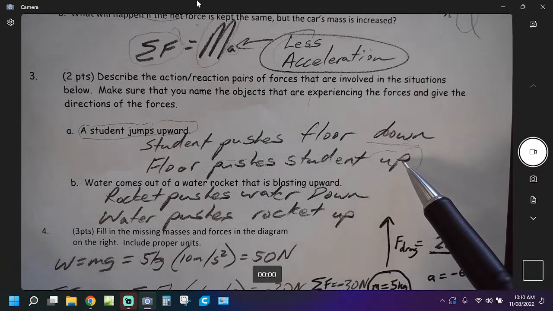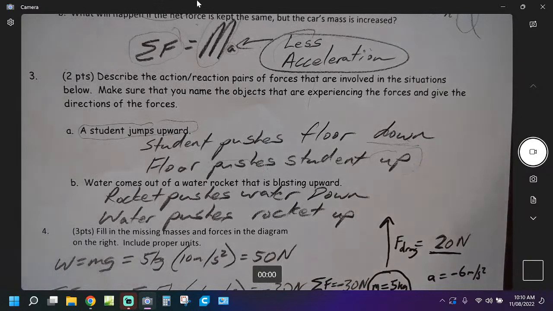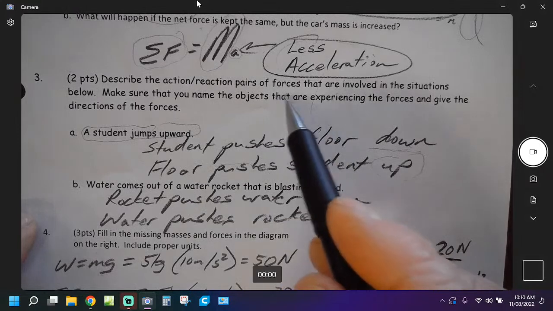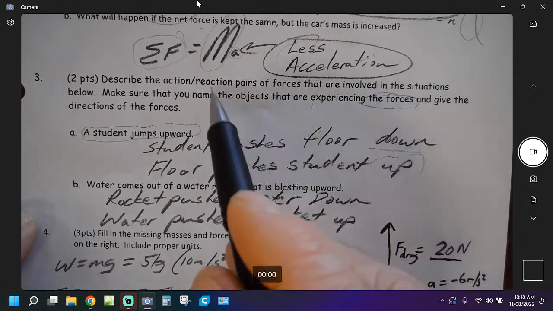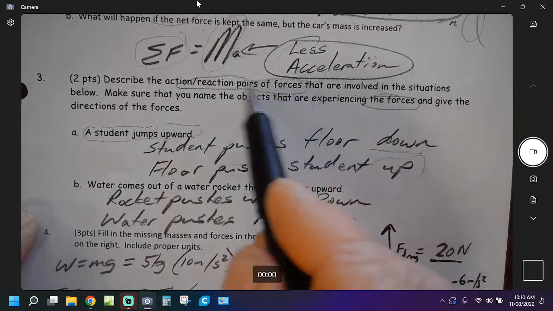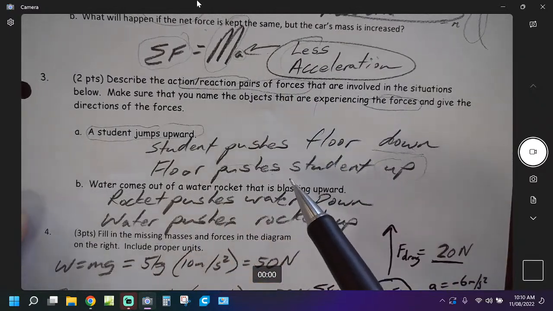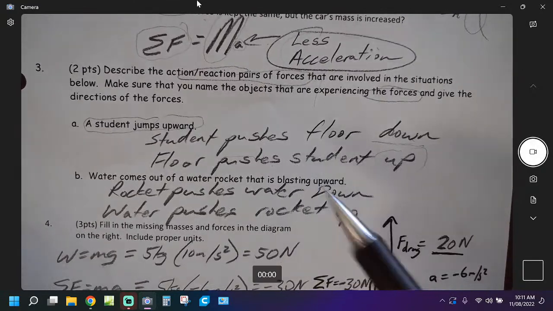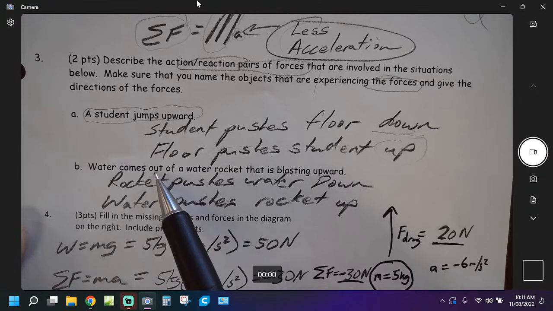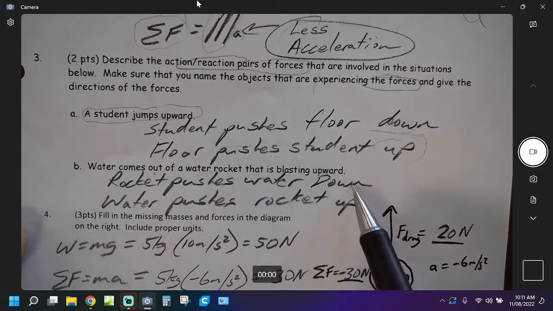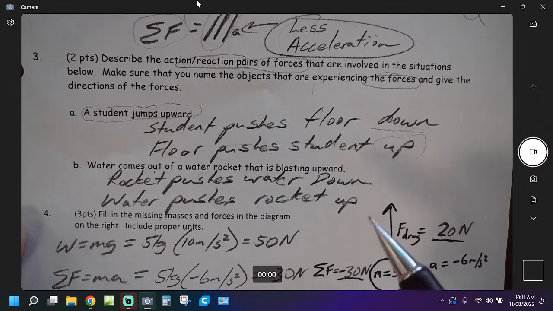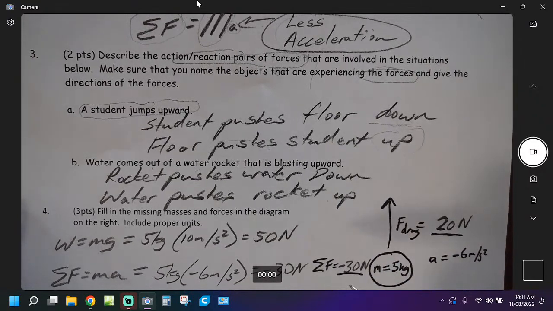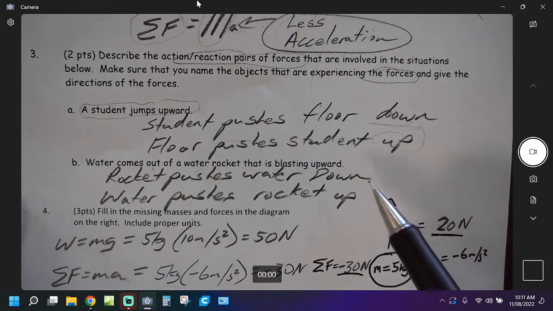Now, did you say it goes down? Technically it does, yes, but not much. But no, you're supposed to name the forces. If you say the floor goes down, that's not saying the floor is pushed down. Just say the floor is pushed down, because that's a force. The water rocket: the rocket pushes the water down, the water pushes the rocket up. Yes, what's your question?